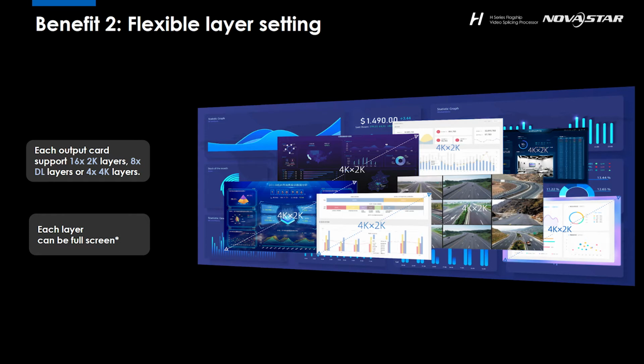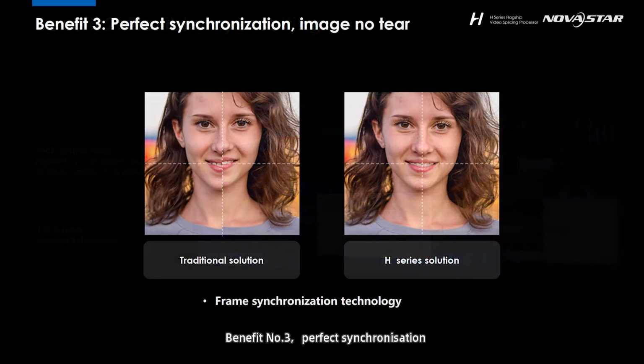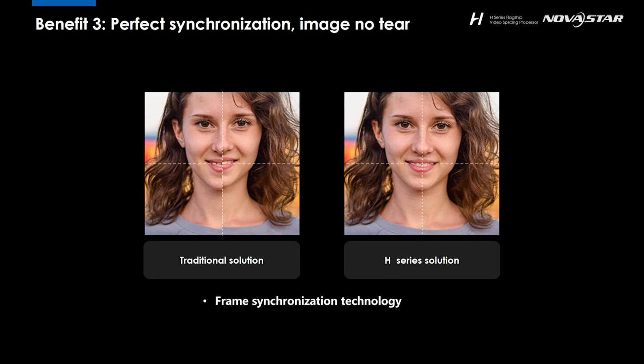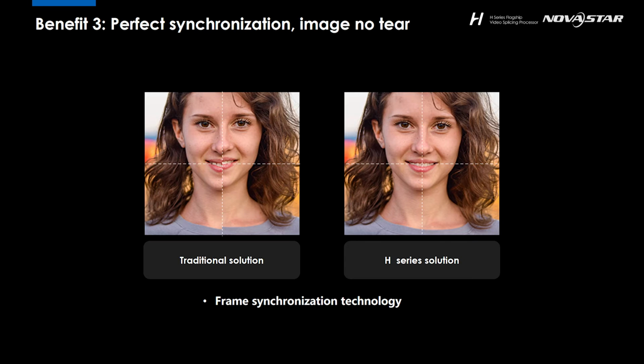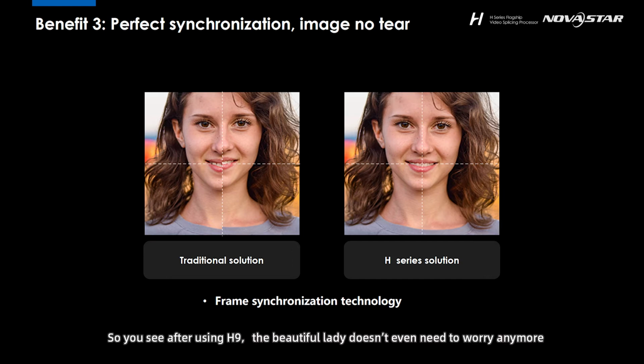Wow, that's cool. Yep. And benefit 3, perfect synchronization. Darren, I'm just wondering which lady on the screen you want to go with. The left one? Oh, no, definitely the right one. The image on the left is being torn, and this is caused by the synchronization issue between different outputs of the splicer and the sending controller. So can the H series fix this? No doubt about it. So you see, after using the H9, the beautiful lady doesn't even need to worry anymore that her attractive face may be torn into pieces on the display.